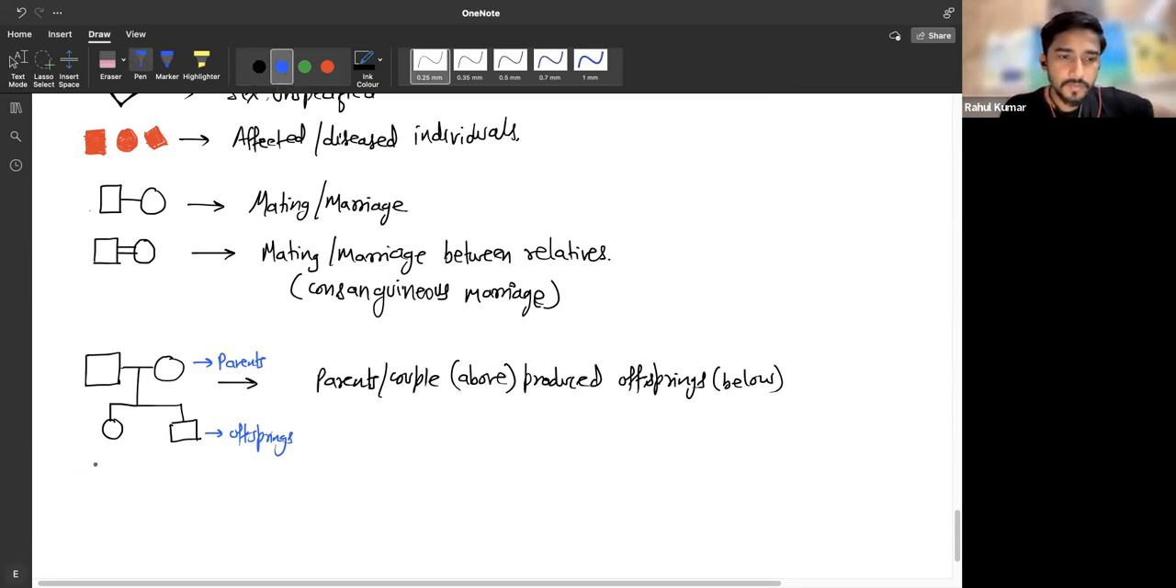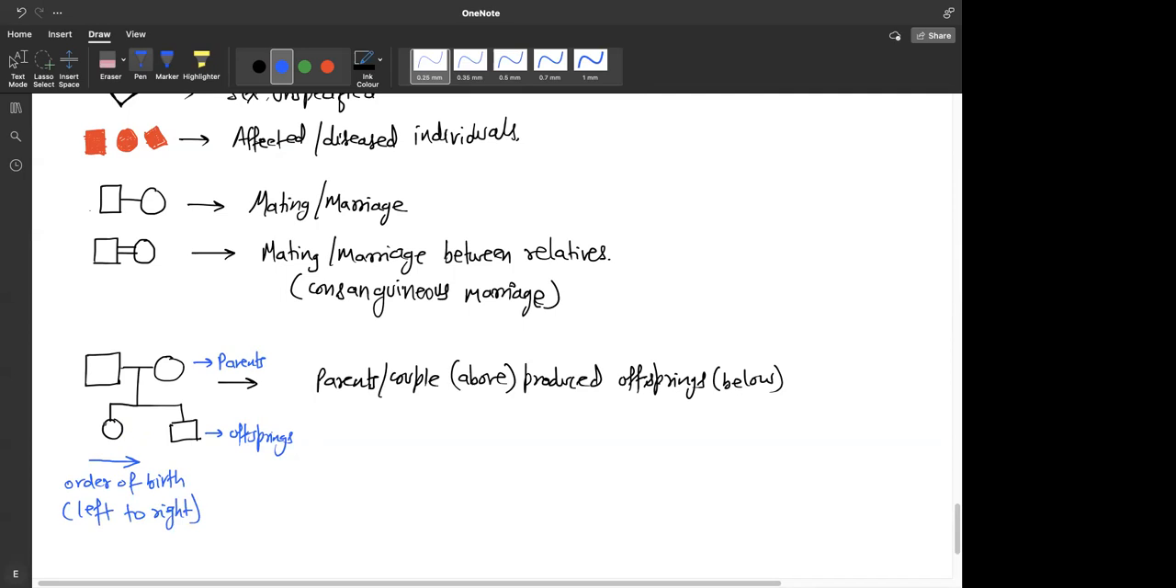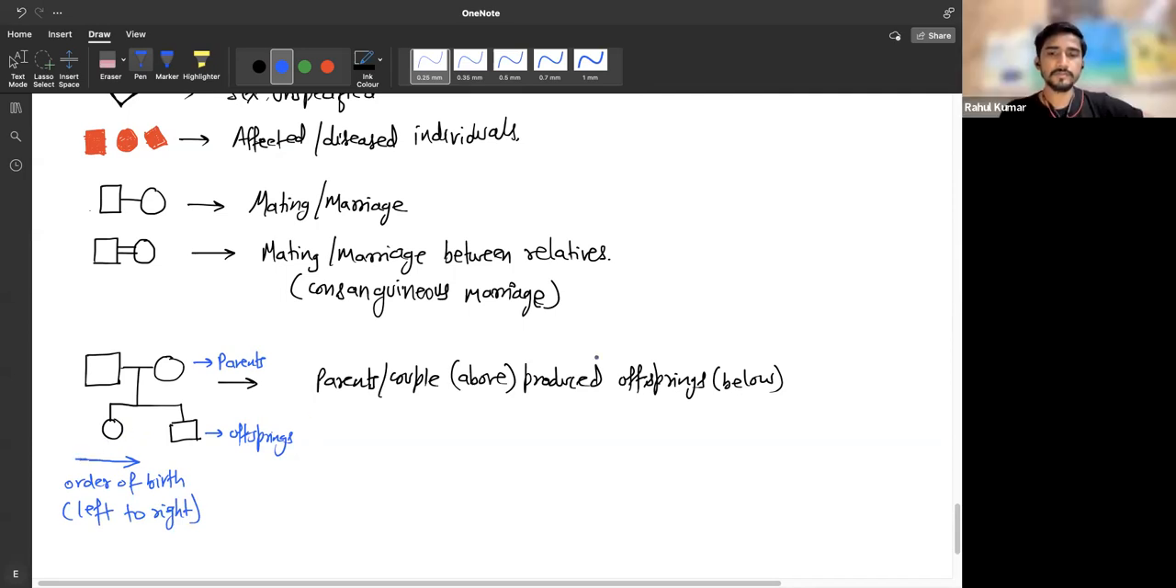Can you figure that out? The order of birth is from left to right. Okay, write down: order of birth is from left to right. So can you tell me which is elder? Who's elder, the sister or the brother? Sister. Yes, so it has an elder sister. From left to right is the order of birth.